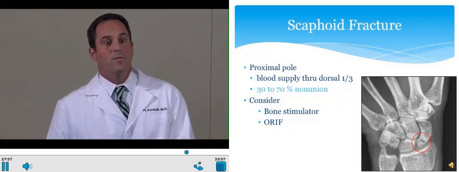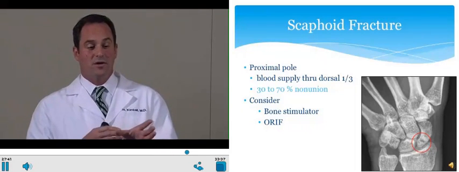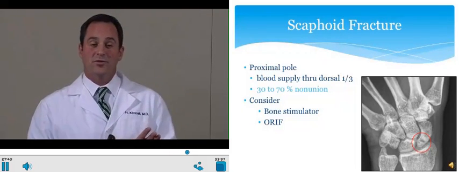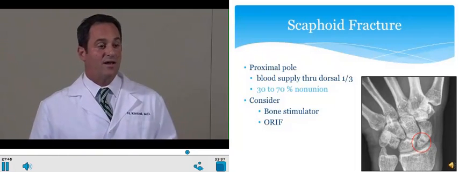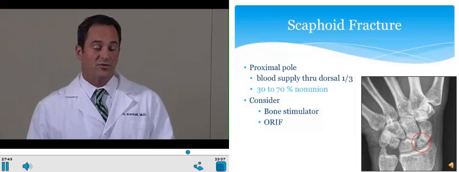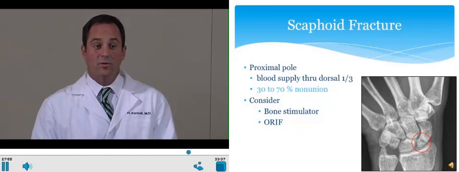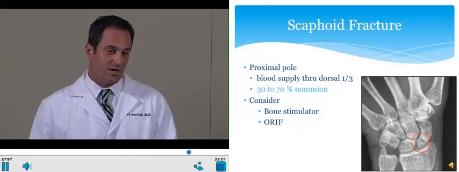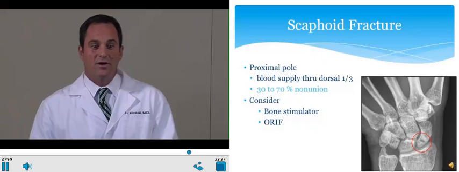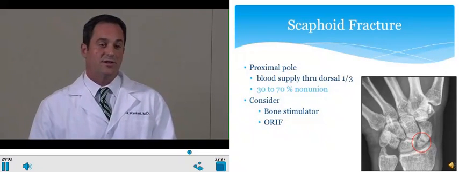When we look at the fractures that occur in the more proximal part, or the proximal third of the bone, they can have non-union rates of up to 30 to 70% in the literature. So for these types of fractures, we're very concerned, and oftentimes we'll recommend surgery for them when we first see them. Sometimes we'll consider a bone stimulator, along with casting, to initially treat these.